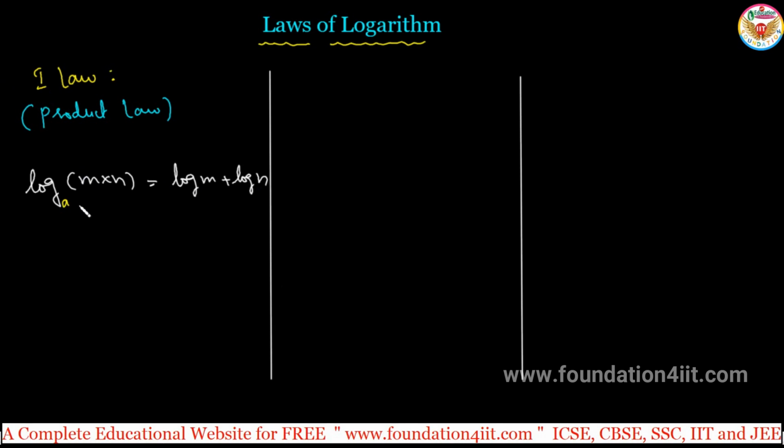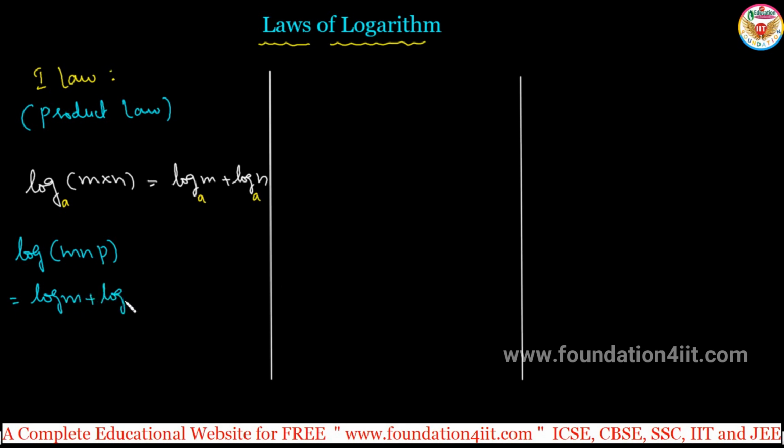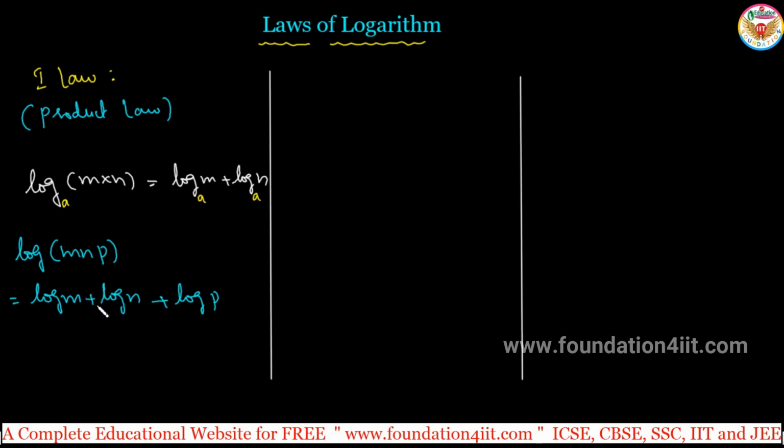Let us take k as the base. The same base you can apply. So log mn is equal to log m plus log n. So this is the product law. In the same way you can extend it, like log of m n p. This you can write as log m plus log n plus log p. So whatever the factors are, for a product of factors, we can separate them with plus. Okay, this is the product law.